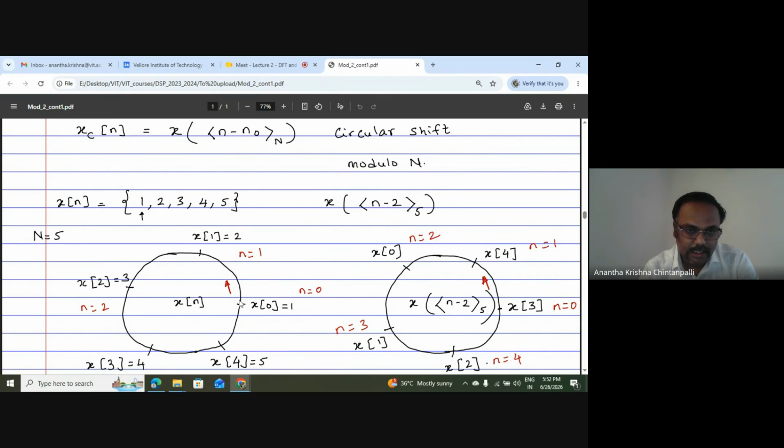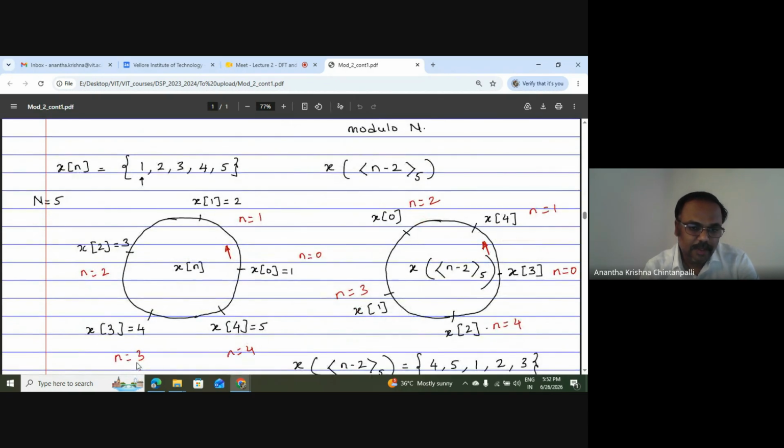You make a circle here, x of n. So the index is x of 0, 1, 2, 3, and 4. The index does not change, but the values would alter, meaning that x of 0 is 1 in this case, then 2, 3, 4, and 5. This is x of n.